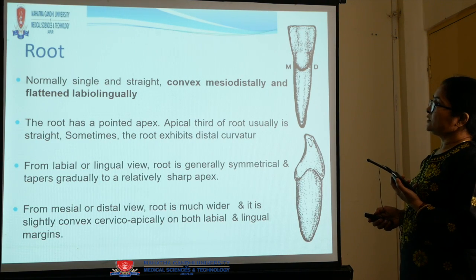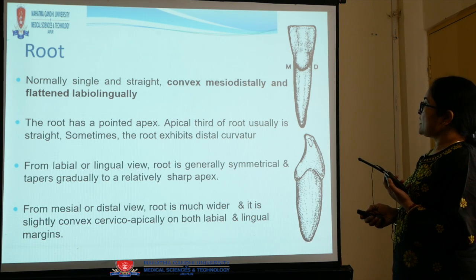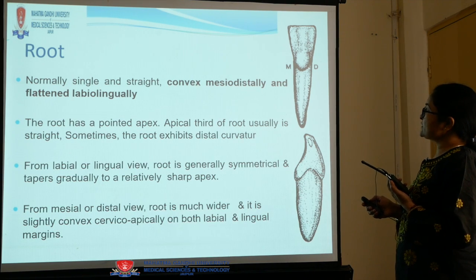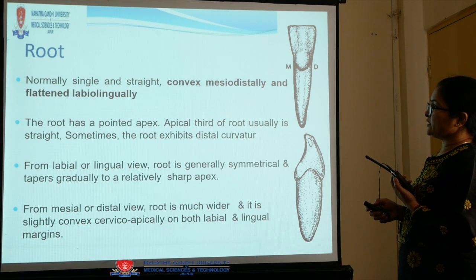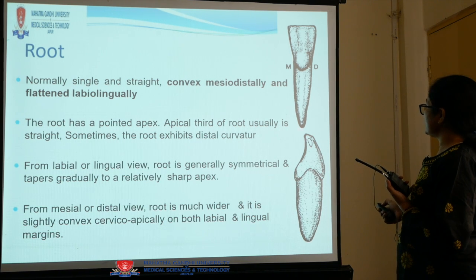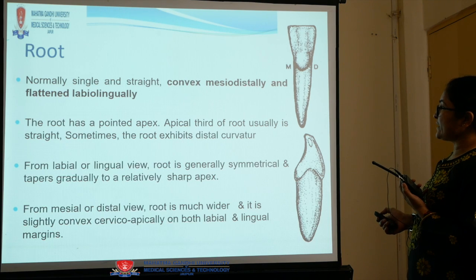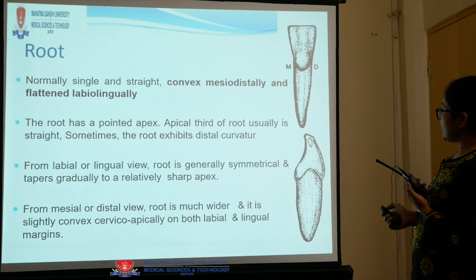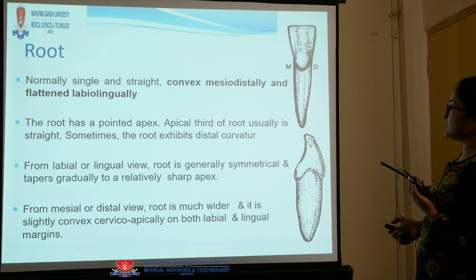Now the root. The mandibular central incisor has a single root which is straight, and it is convex in the mesiodistal direction, but it is flattened in the labiolingual direction. The root has a pointed apex. You can see the root has a pointed apex, and the apical third of the root usually is straight. Sometimes the root may exhibit distal curvature. Generally the apex is straight, but sometimes it may have a distal curvature.